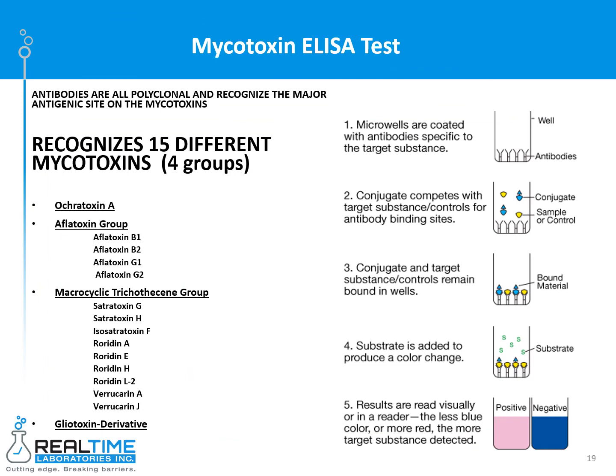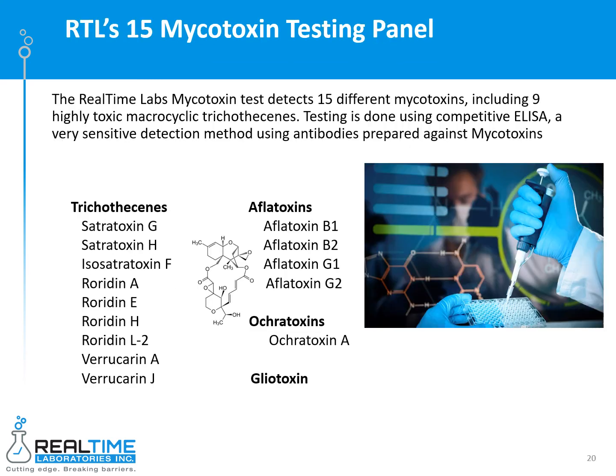The mycotoxin ELISA test recognizes 4 groups, and then of these 4 groups there's 15 different antigens, and aflatoxin is the most carcinogenic group, especially B1. Macrocyclic trichothecenes, there's a list of 9, and the gliotoxin, which comes from Aspergillus fumigatus. The next slide shows how we do this, and the ones that we detect as well.